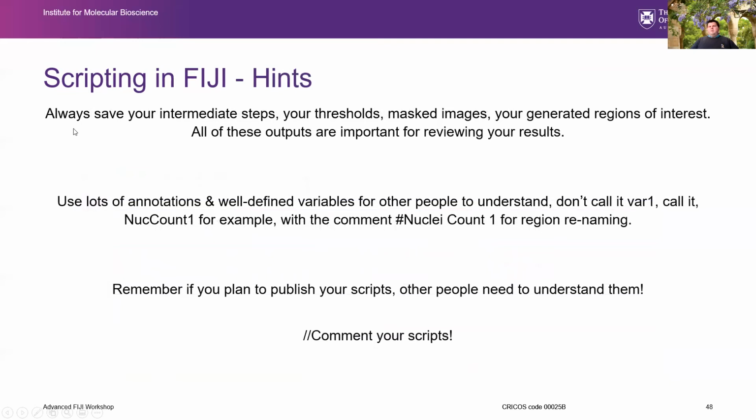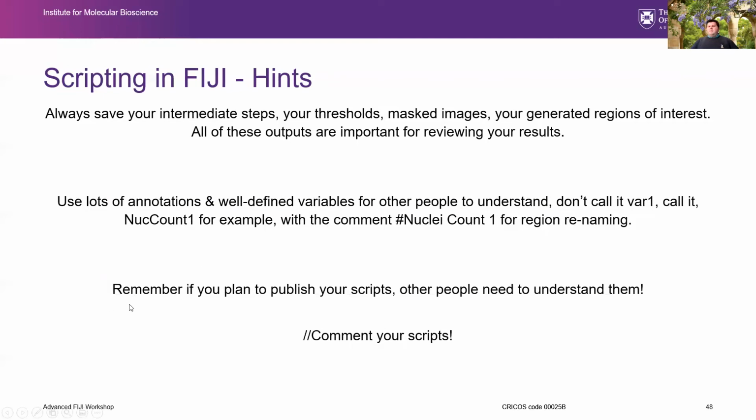Some hints for when you're scripting. Always save out your intermediate steps, your thresholds, your masks, your generated regions of interest. These are all really important for reviewing your results and troubleshooting and debugging your code as you run it. Use lots of annotations and well-defined variables for other people to understand. Don't just name them variable 1, 2, 3. Call it nuclei count 1, for example, with the comment that nuclei count 1 is for the region renaming of nuclei.